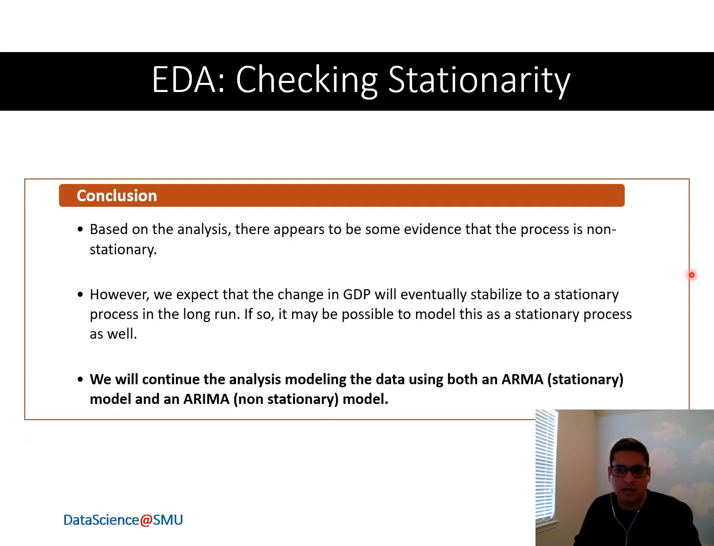So in conclusion, this is most likely coming from a non-stationary process, but as a counter argument, we can also say that the GDP of a developed country should be pretty stable over the long run. So we can also model this as a stationary process. So we're going to build both these models and compare the results.